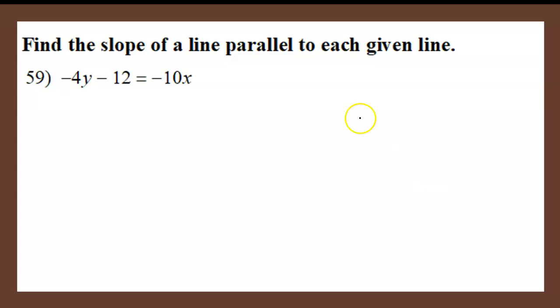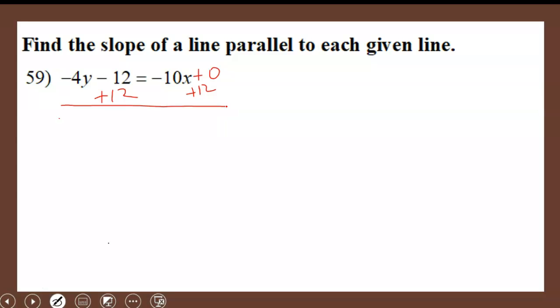So the same thing. First of all, we solve for y. So here we have -4y minus 12 on one side. So we have to move everything to one side, leaving y alone. So we're going to add 12 to both sides. Make sure you add like terms. 12 does not have x in it, so we cannot add it to negative 10x. So negative 4y equals negative 10x plus 12.